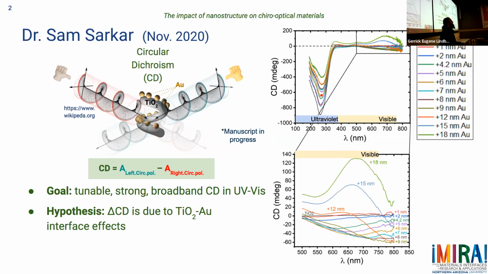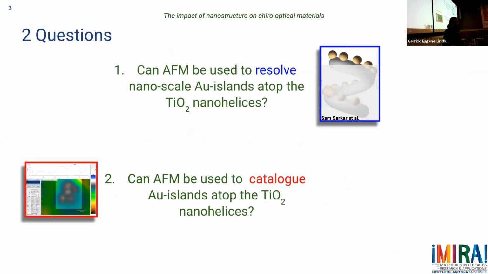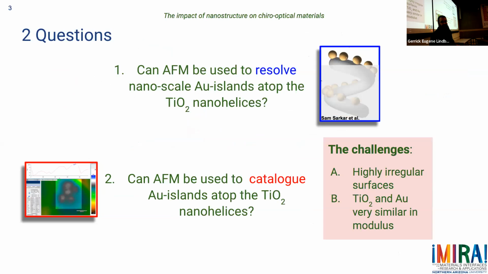Sam then wanted to test this hypothesis, and that's where I come in. The principal question that I wanted to address was, can I use atomic force microscopy to resolve the gold ions on top of the helices? A secondary question I wanted to address was, can I then produce an analysis of the size distribution of these gold nanoparticles? As I began scanning these samples, I realized that there were some challenges right away.